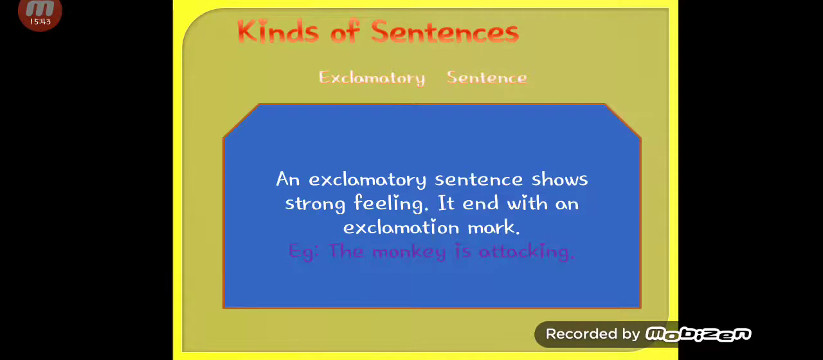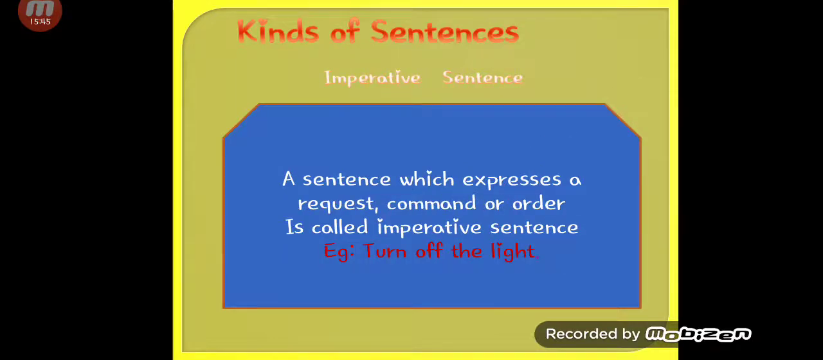Next is an imperative sentence. An imperative sentence is mostly for making a request, or giving a command or order. A sentence which expresses a request, like turn off the light, don't waste water, don't waste your time. These all are imperative sentences.